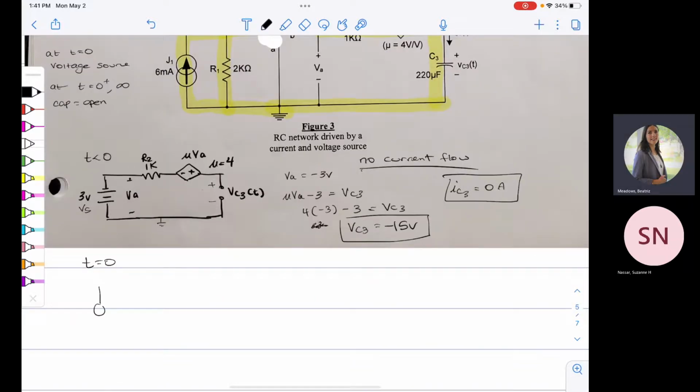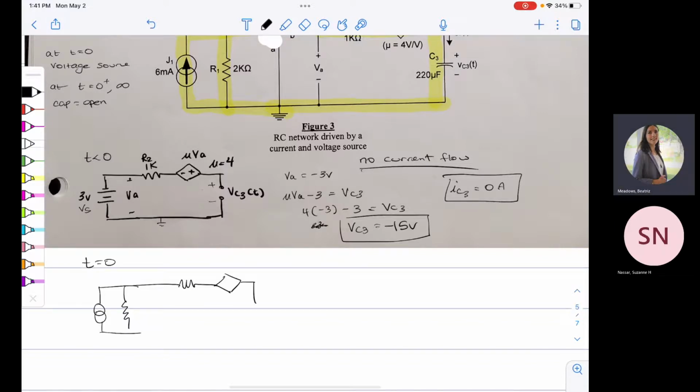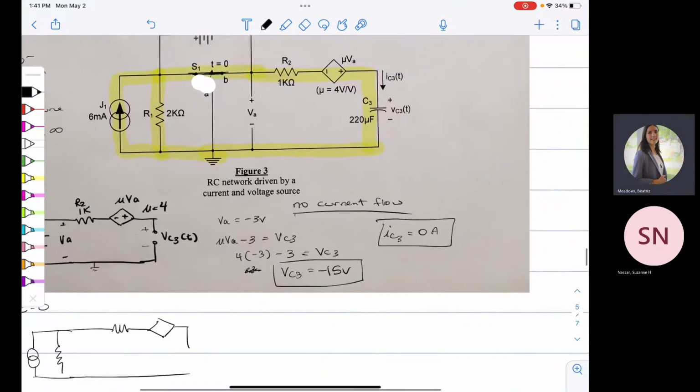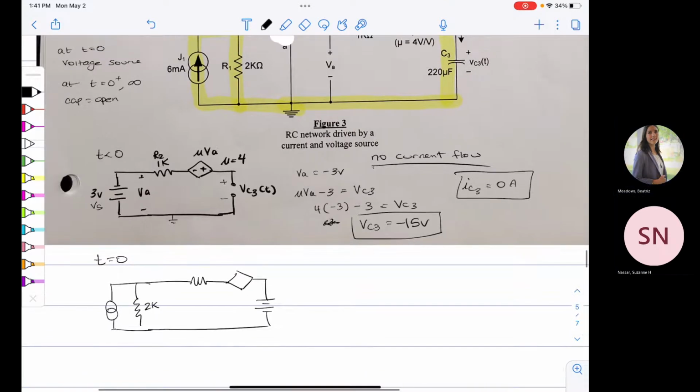So we have our current source, our resistor, another resistor, our dependent source. And then what does our cap look like right now? Okay. This is 2K. This is 6 minutes.